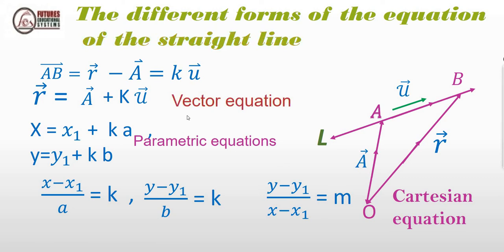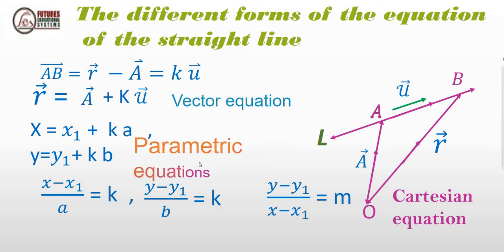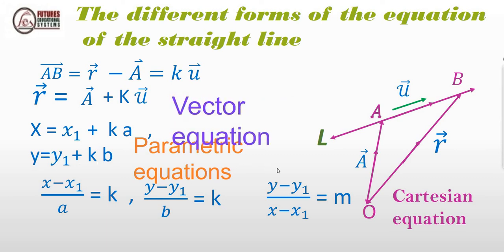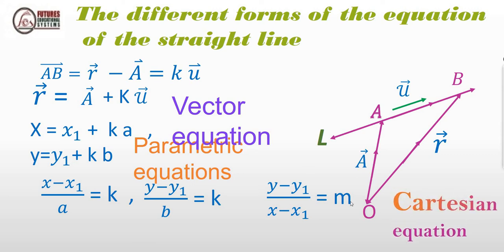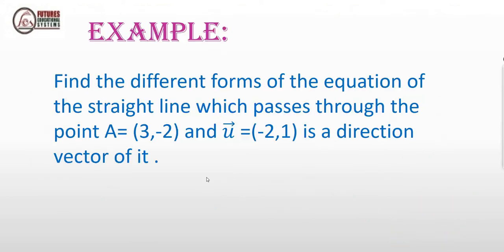That's the vector equation r equals a plus ku, and that's the parametric equation x equals x1 plus ka and y equals y1 plus kb. And it's the Cartesian equation.